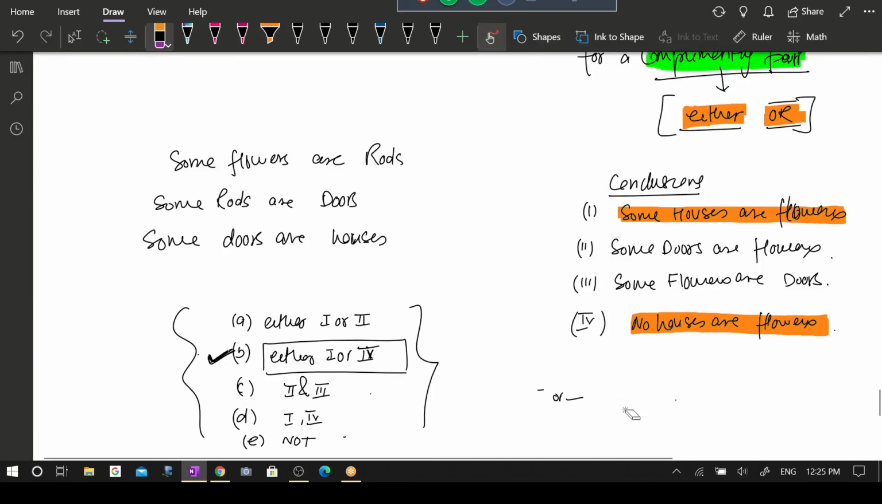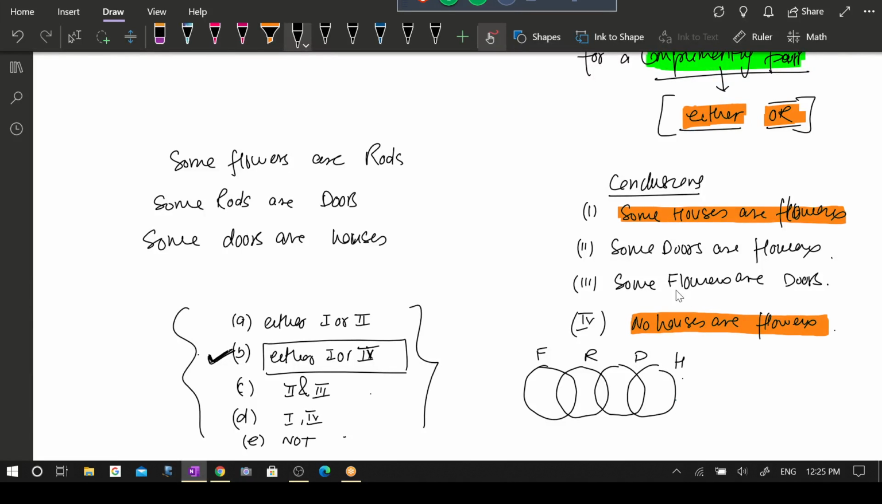So now let me draw it. Once I draw it, drawing is very easy. What is it? Sir, nothing. Some flowers are rods. Some rods are doors. Some doors are houses. So if you see some houses, listen, some houses are flowers, it is not working here.